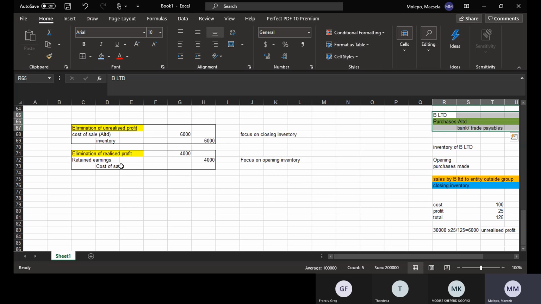Due to the general view that the operating cycle of entities is normally a year, we assume that B Limited usually sold this inventory to the outside parties within a year. Hence, the profit is realized. Therefore, we credit cost of sale in A Limited to increase the profit again, and crediting the cost of sale implies the cost of sale decreases, so that the 4,000 is subtracted from the cost of sale in the statement.